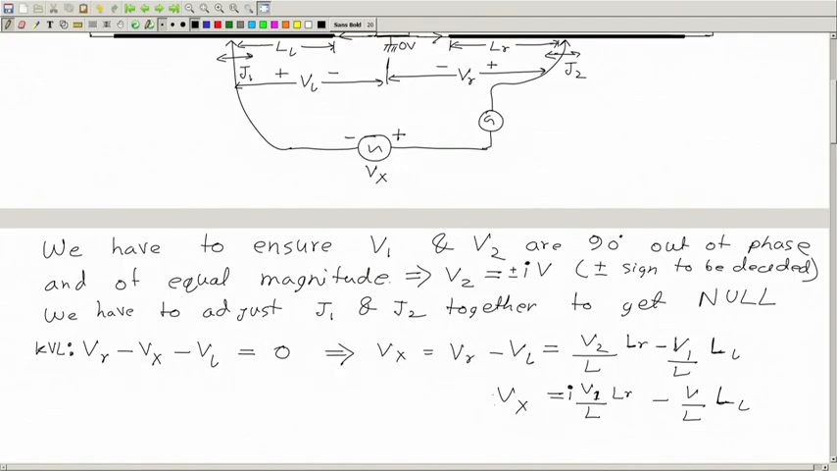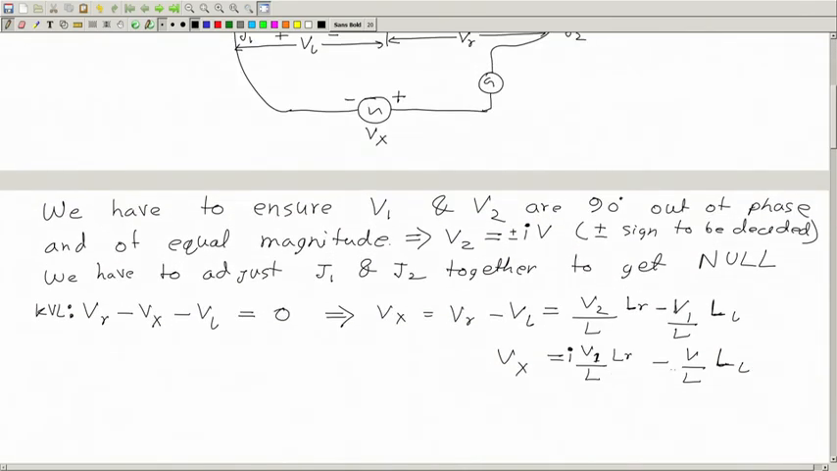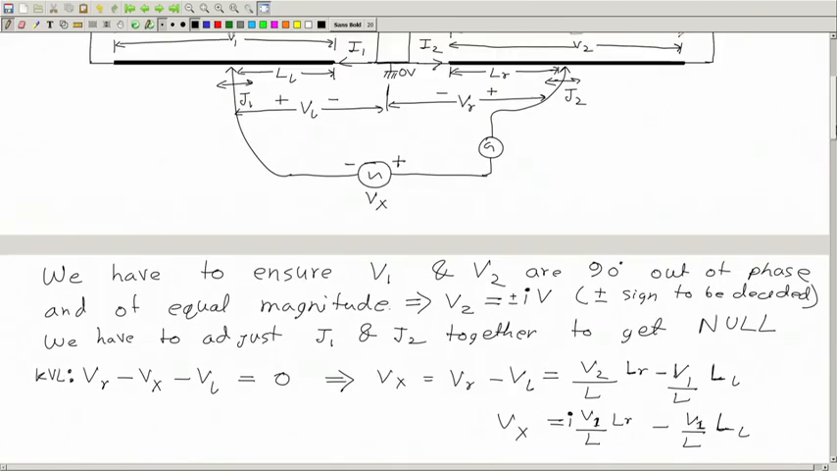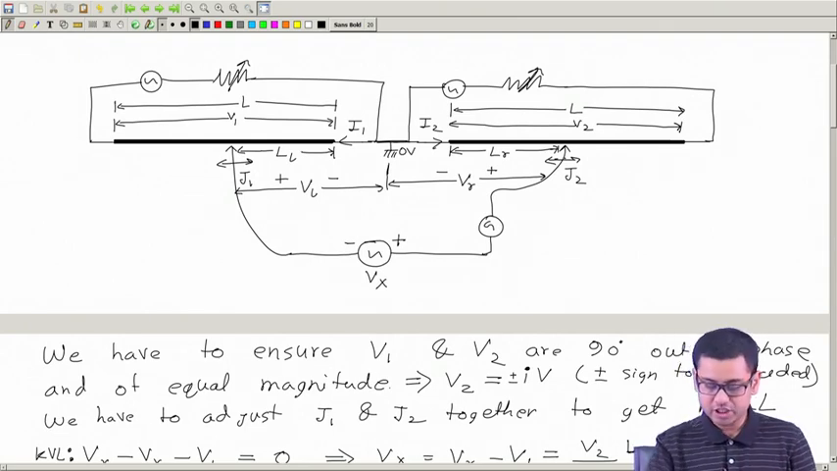So you see, we are getting the unknown voltage Vx in this form, A plus IB, where this is A, this is B. So this is the principle of this coordinate potentiometer. This is the basic principle, okay? So you must understand this much before we proceed further and talk about more details like how to get these two voltages 90 degree out of phase, how to ensure that they are exactly 90 degree out of phase, their magnitudes are same.